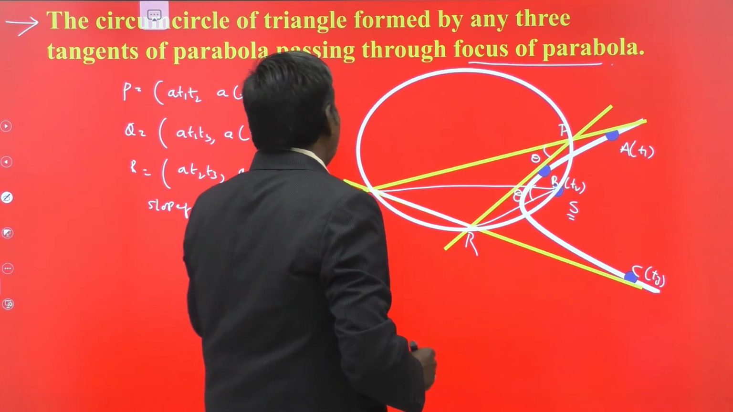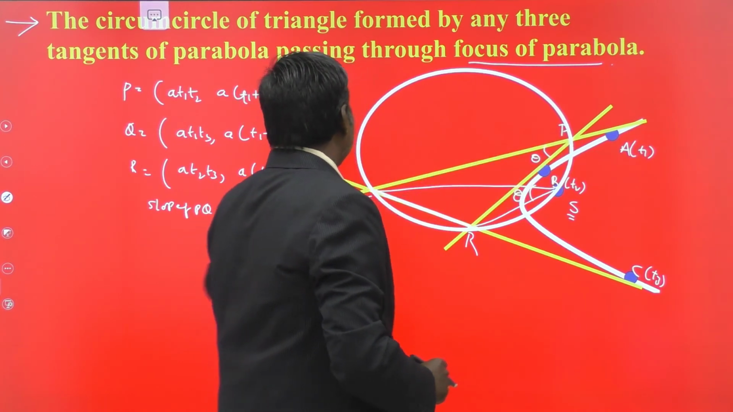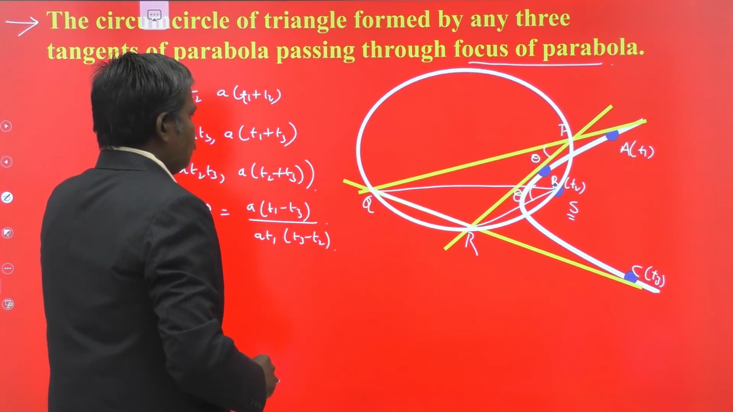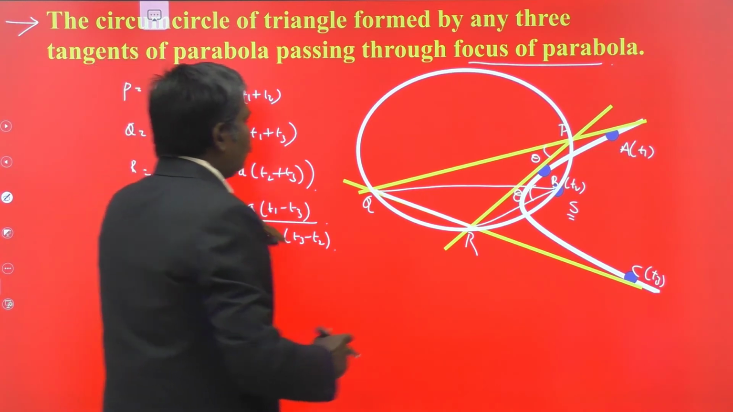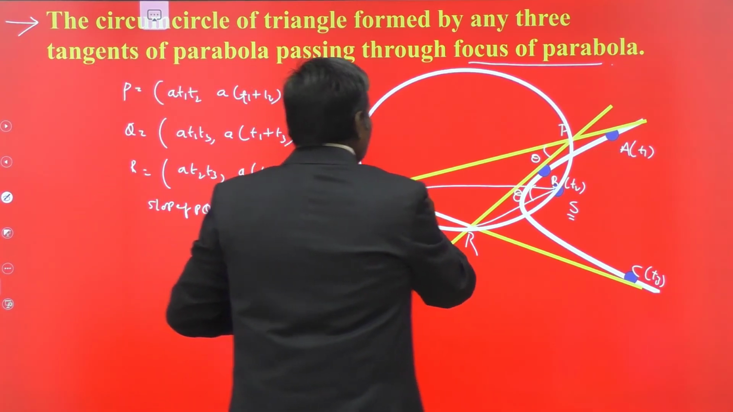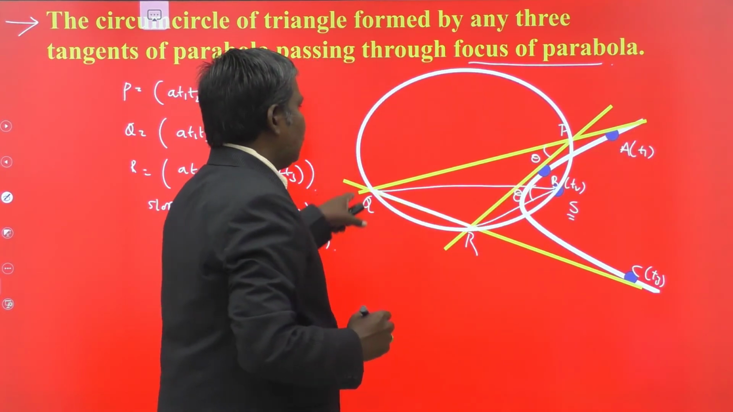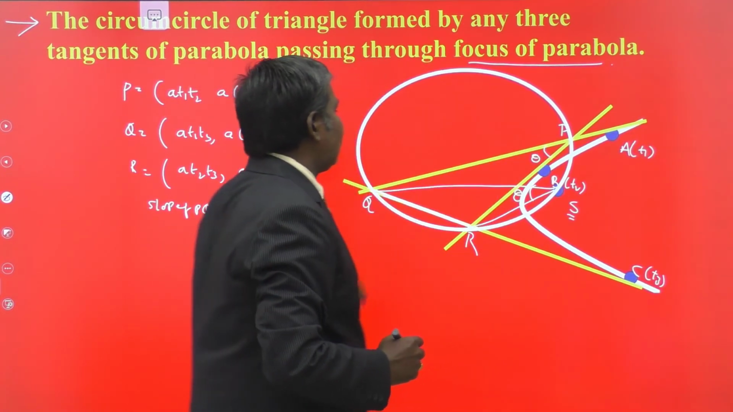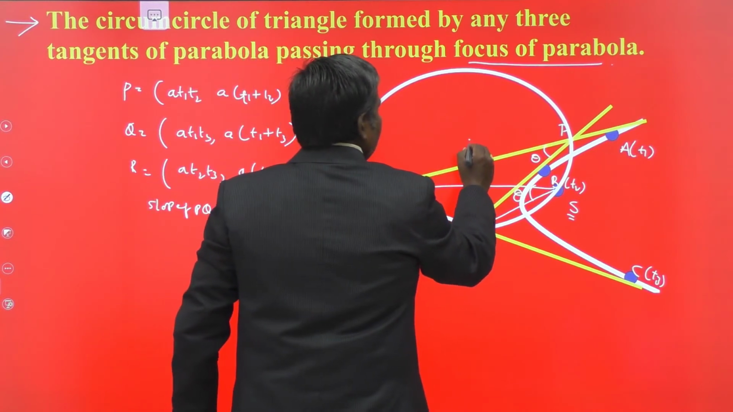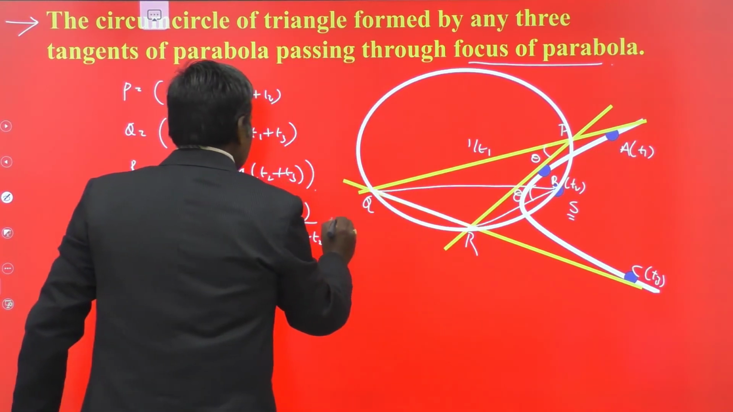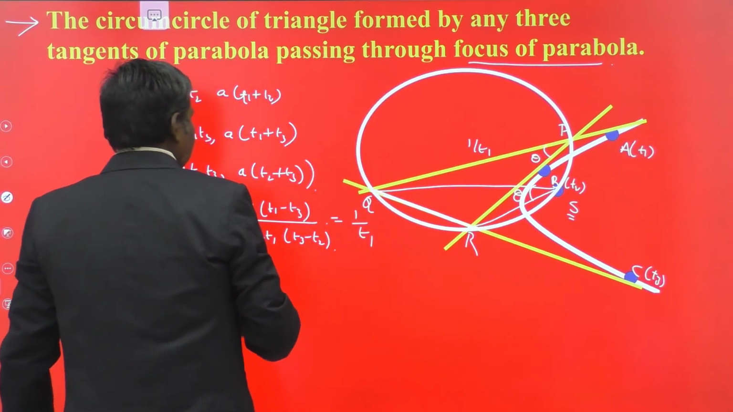This is nothing but the slope of PQ. What do you have to find out? The slope of PQ. Is it nothing but the slope of the tangent at A or not? It is nothing but the slope of the tangent at A. It is nothing but 1 by T1. This is nothing but 1 by T1.